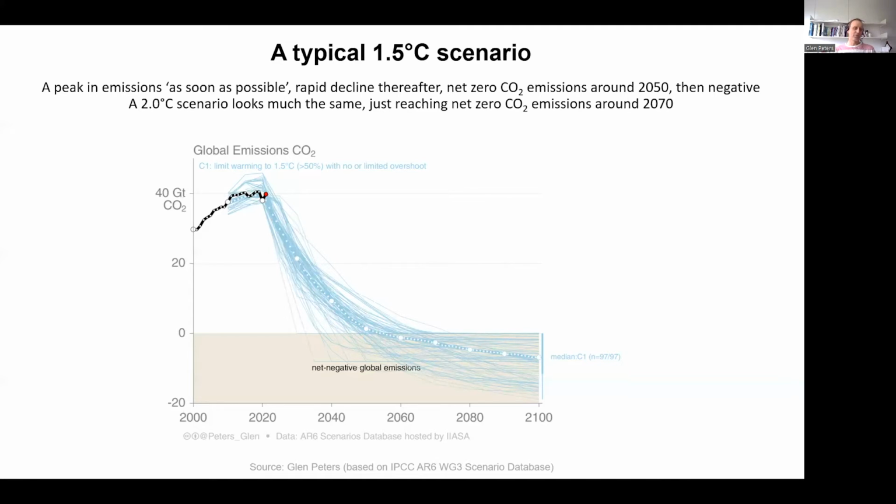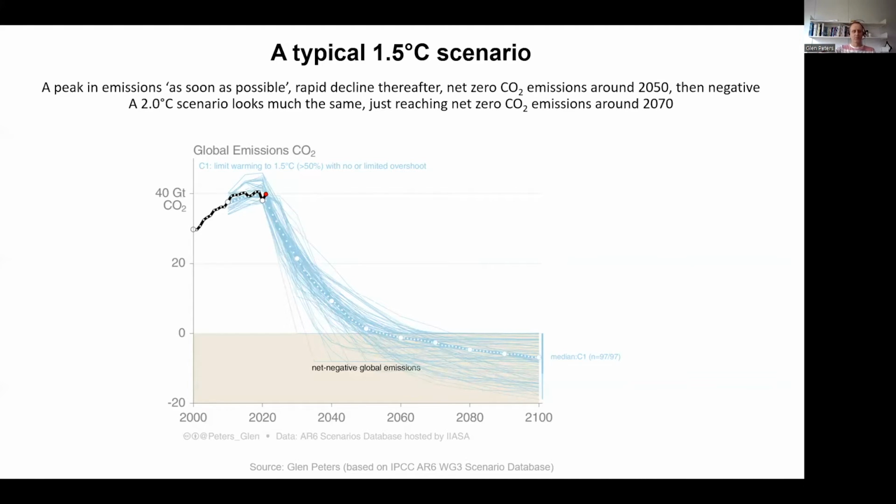This is a 1.5 degree scenario with what's called no or limited overshoot. So this means that the temperature in the scenario increases, gets to around about 1.5 degrees or maybe up to 1.6 degrees, and then comes back down below 1.5 degrees. And these negative emissions after net zero, they're helping bring that temperature back down.